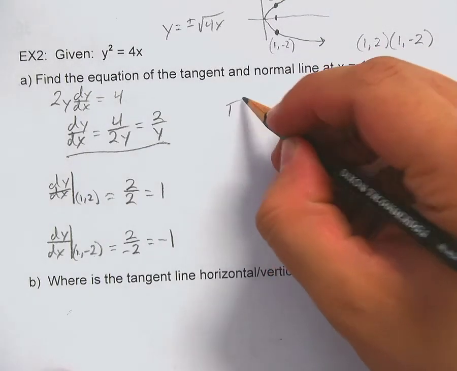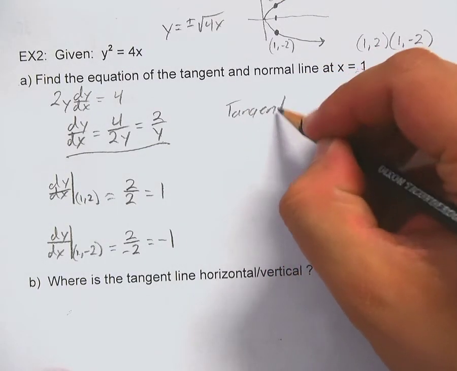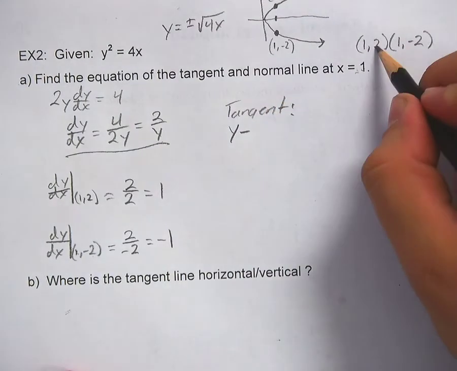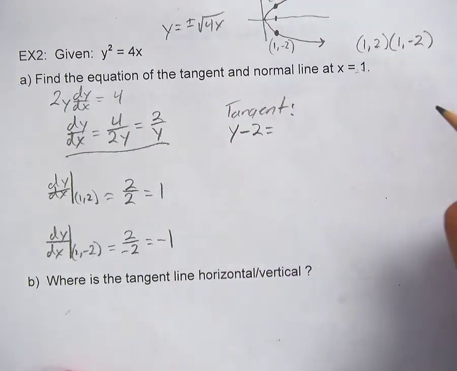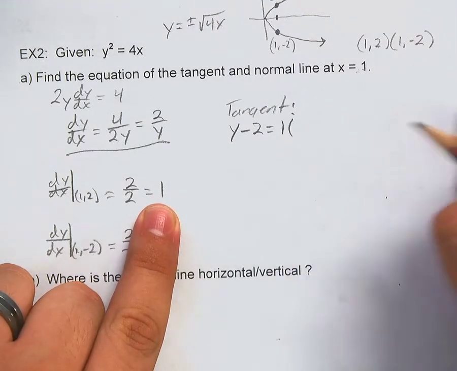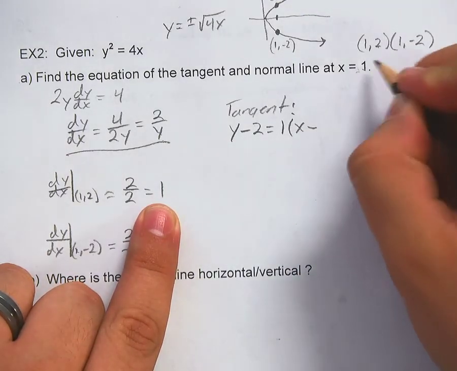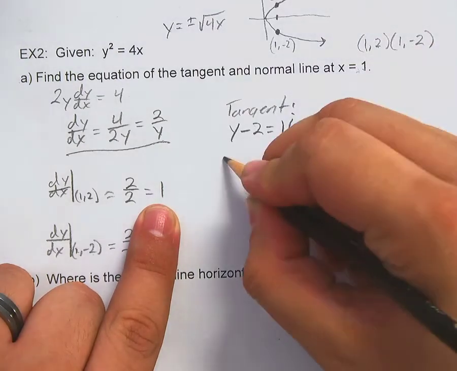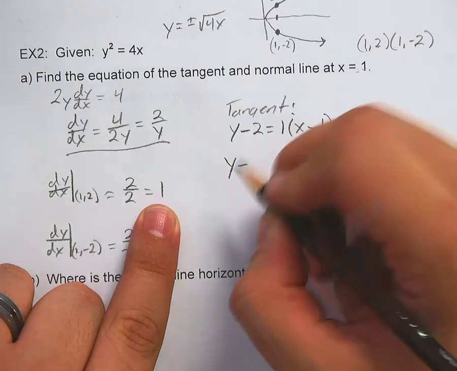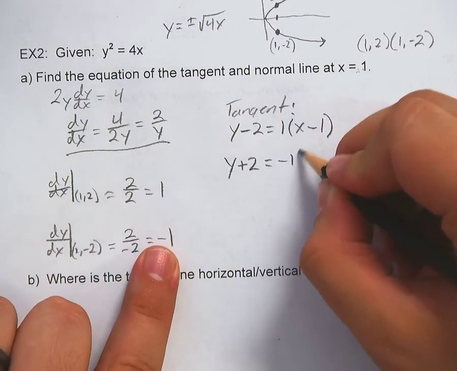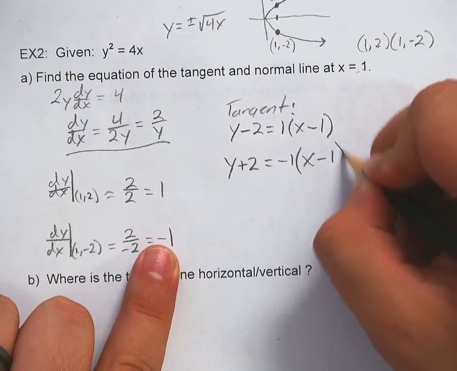So my tangent line, there's going to be 2 of them. You've got y minus y1 is equal to the slope times x minus x1. You've also got y minus y1, so it's going to be y plus 2 is equal to the slope times x minus x1.